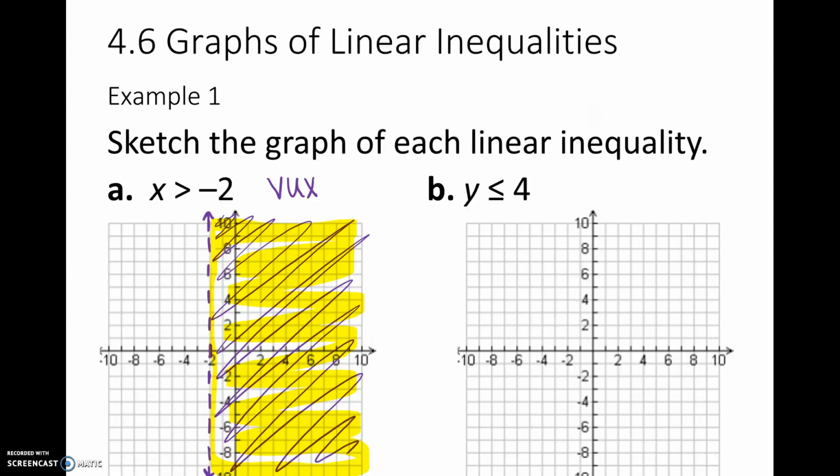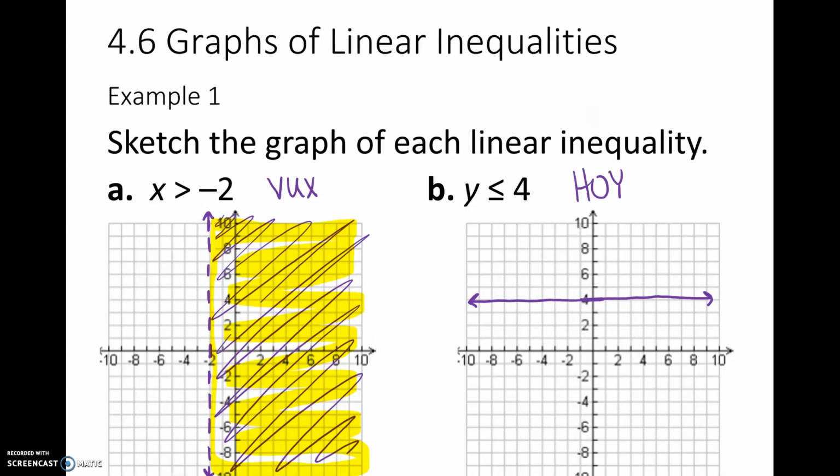Okay. The next one, y is less than or equal to 4. This time we are dealing with a HOY, a horizontal line at 4. So find 4, find where that horizontal line would be, but before you actually draw it in, think about, is the line included in the solution set or not? Yes, because there's an equals line, less than or equal to, that means the line is also included in the solutions.